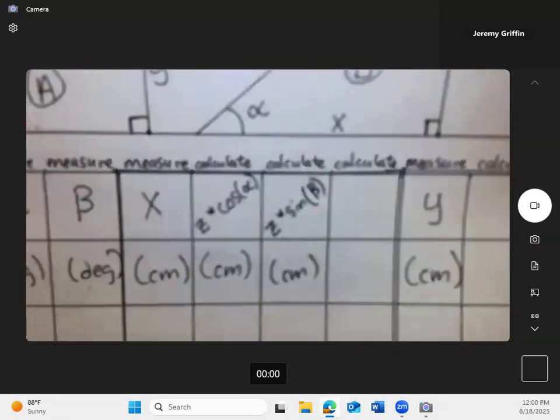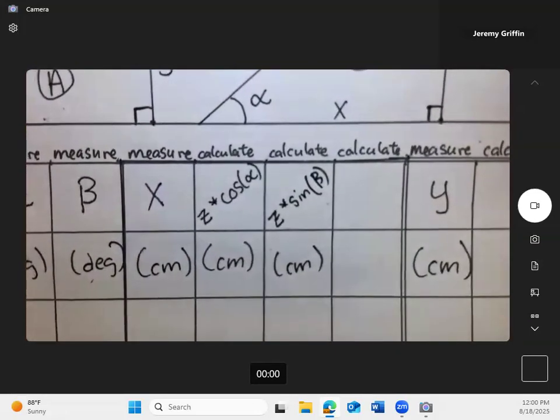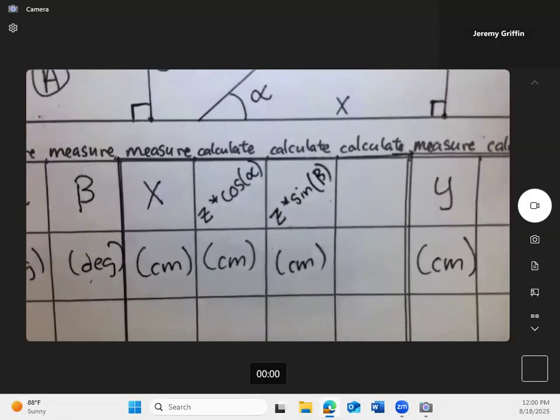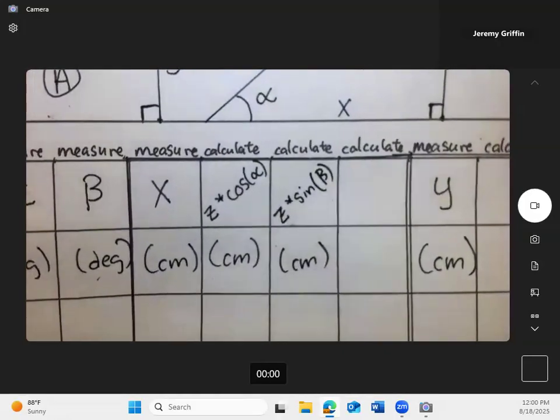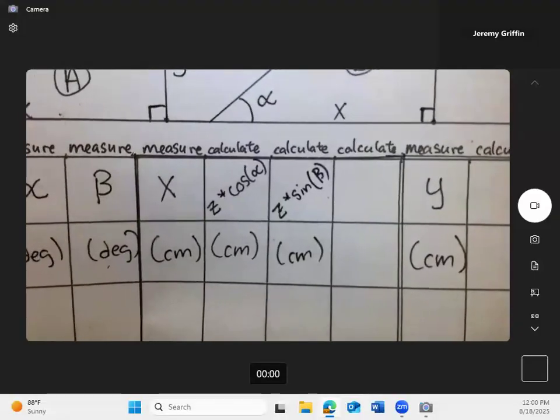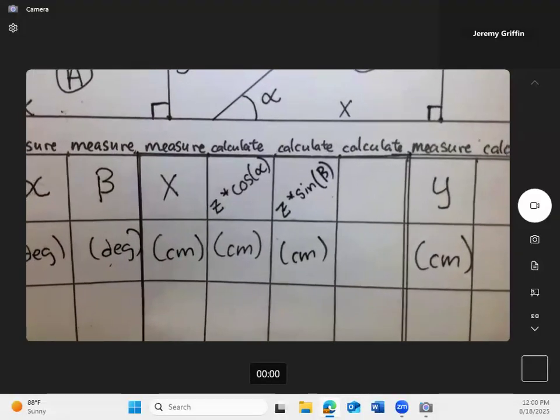Well, you do this. Right. So Z cosine alpha, Z sine beta should both refer to side X. And that's the idea. Okay.